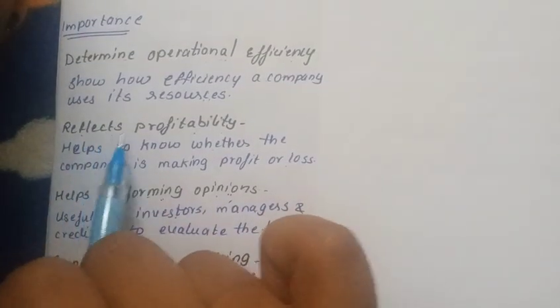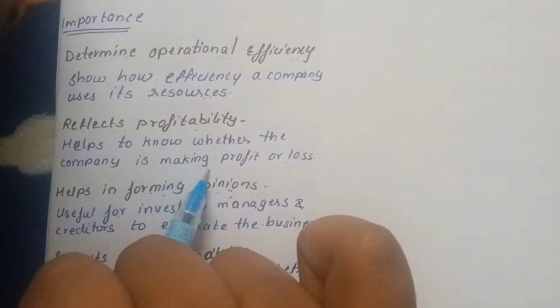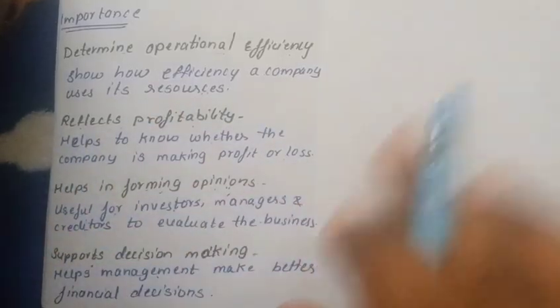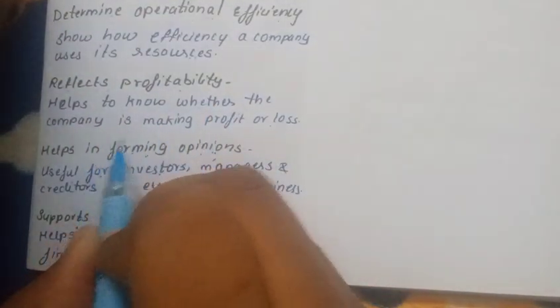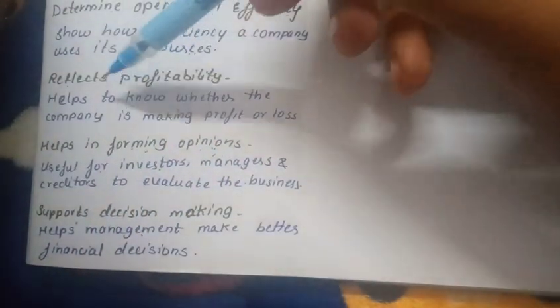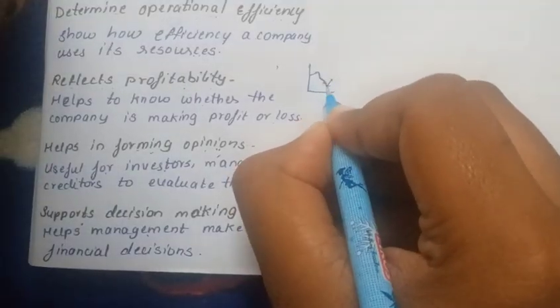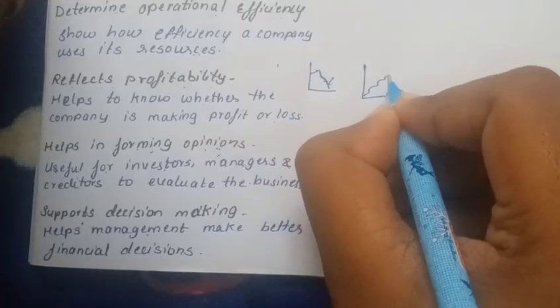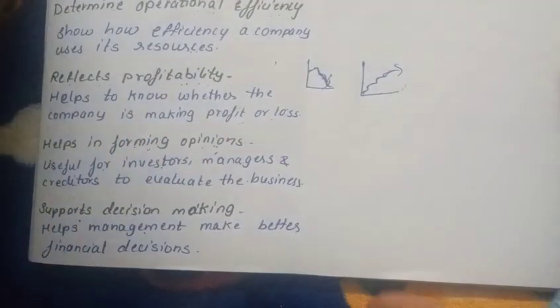Okay, next, reflects profitability. What does reflecting profitability mean? It helps to know whether the company is making profit or loss, like whether the graph is going down or going up. So to know the profit and loss, this reflection of profitability is there. It helps to know whether the company is making profit or loss.